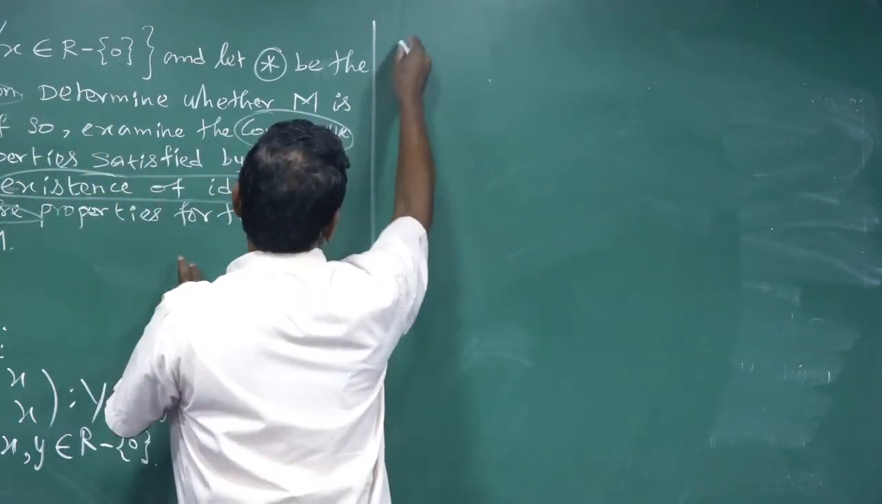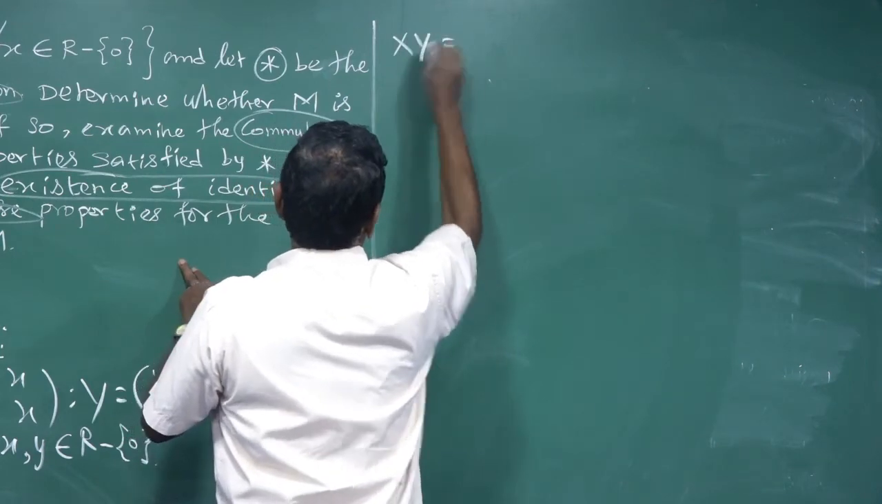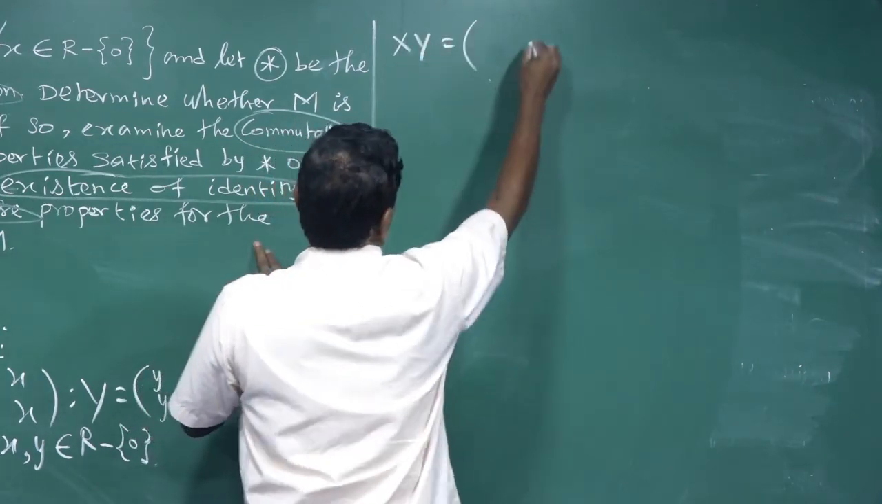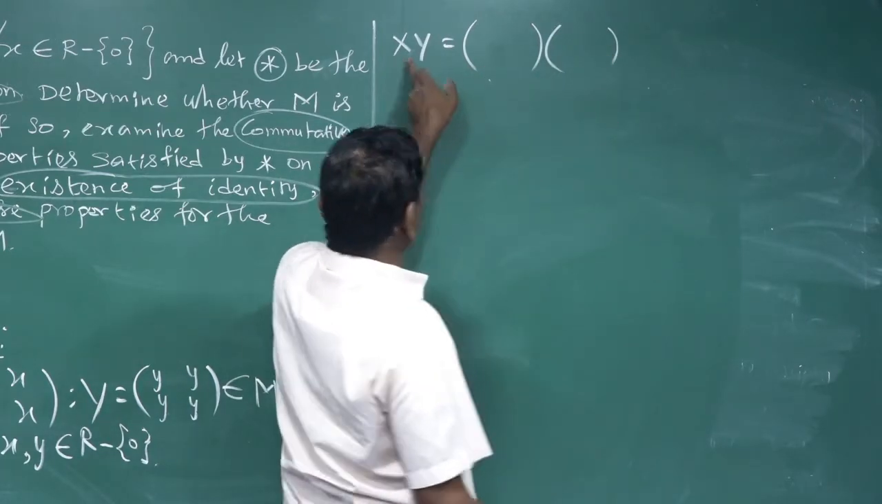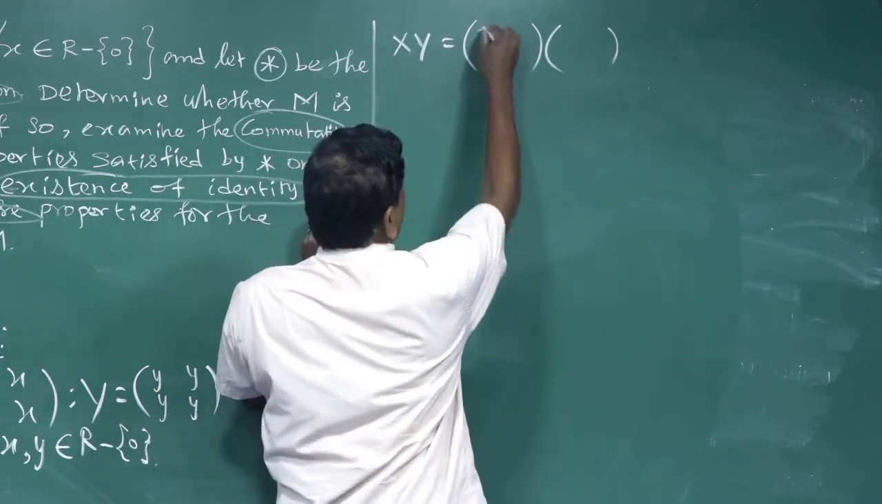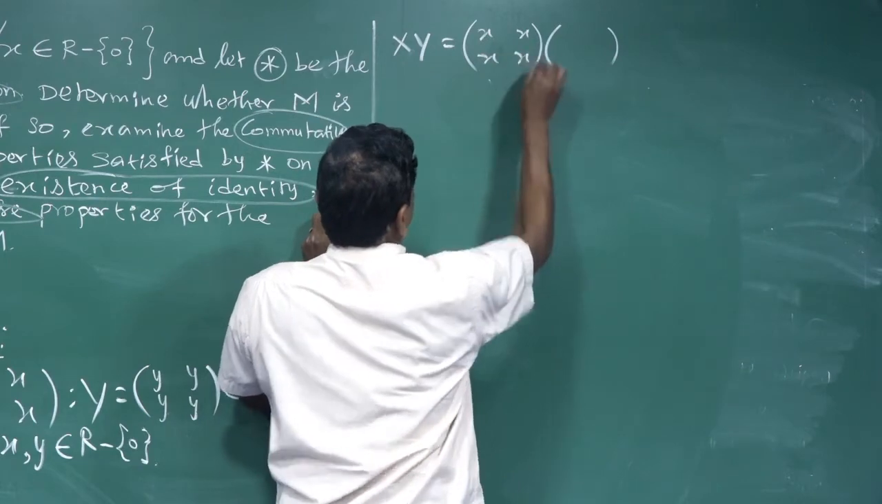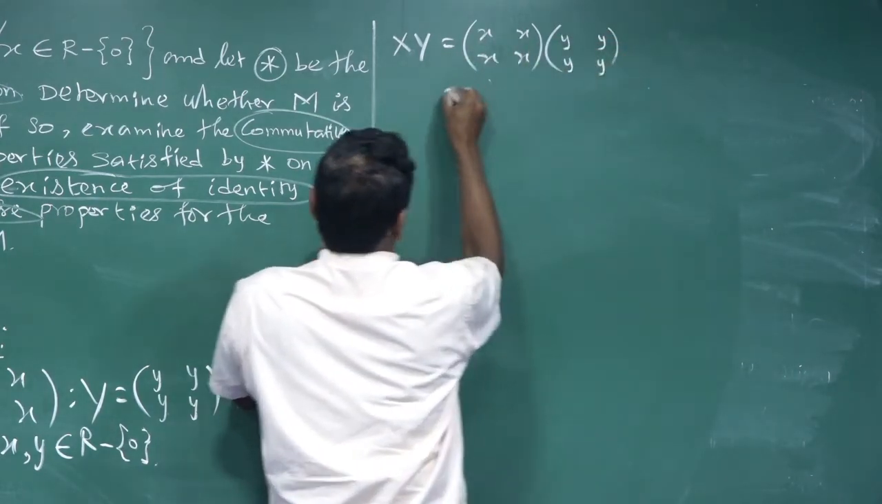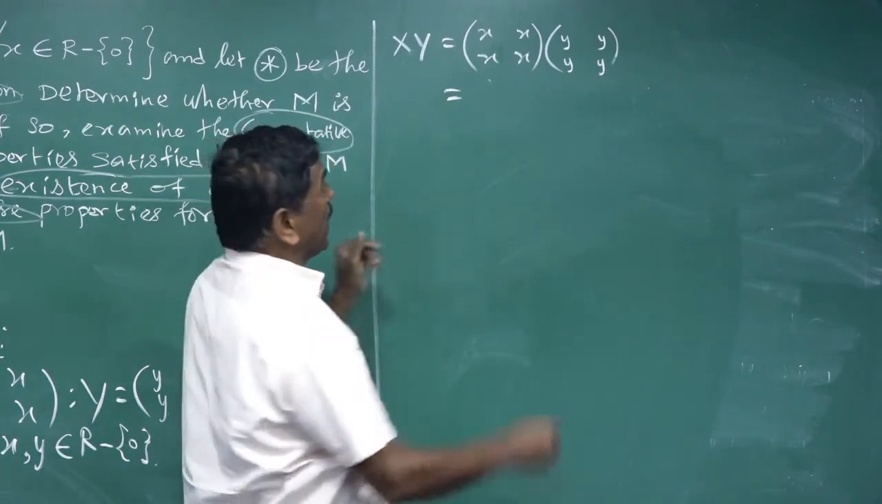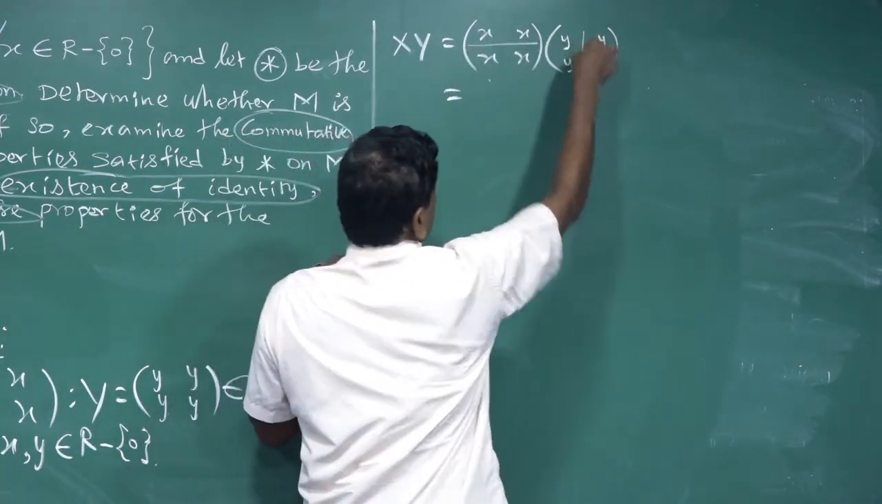So therefore, X into Y is equal to X into Y, that's all. What is the X matrix? The X matrix is [x x; x x]. The Y matrix is [y y; y y]. Now, just a matrix multiplication. Matrix multiplication means first row into first column.